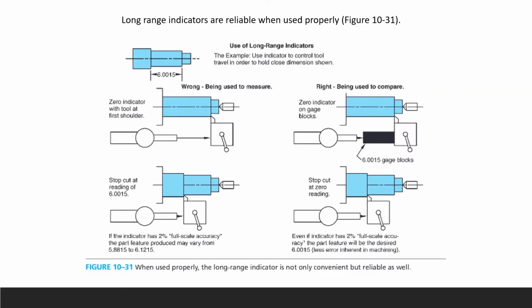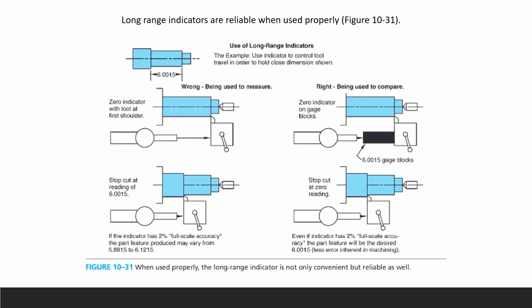So here you can see your long range indicators, and they are reliable when you use them properly. So the use of long range indicators: in this example, we're going to use an indicator to control tool travel in order to hold the close dimension shown right here. In this example, it's just trying to show you the round thing that happened here being used to measure.